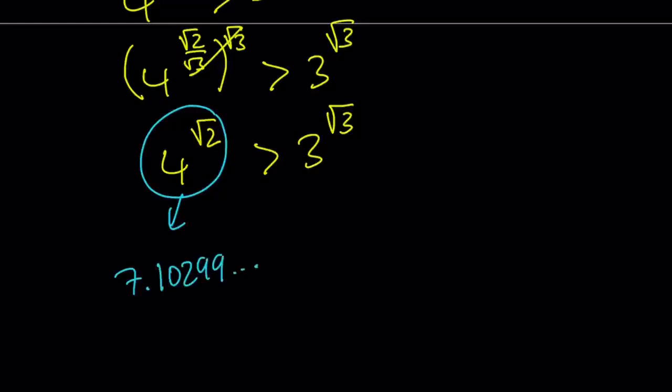7.10299 dot dot dot, and this guy over here is approximately 6.70499 and so on. This is kind of interesting because after the fifth digit after the decimal, the numbers both end in 99, and then obviously there's infinitely many digits, but that's kind of interesting that they have the same two digits in the same place. Anyways, now here's the million-dollar question.